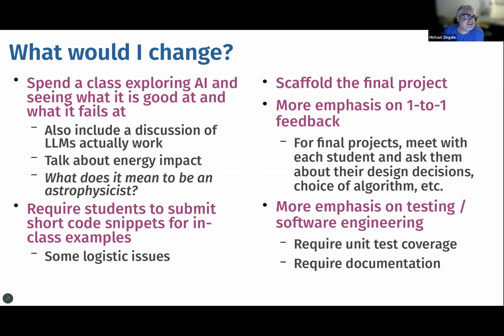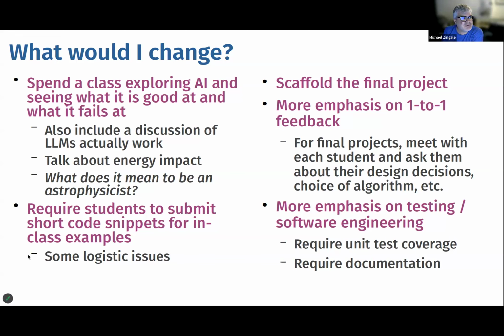It would be good to add a discussion of how large language models actually work. Talk about the energy impact. This was raised on the chat. And also talk about, hey, you're here studying because you want to be an astrophysicist. That means that ultimately you want to understand things that have never been understood before. How does that fit in with having AI do all your work for you?